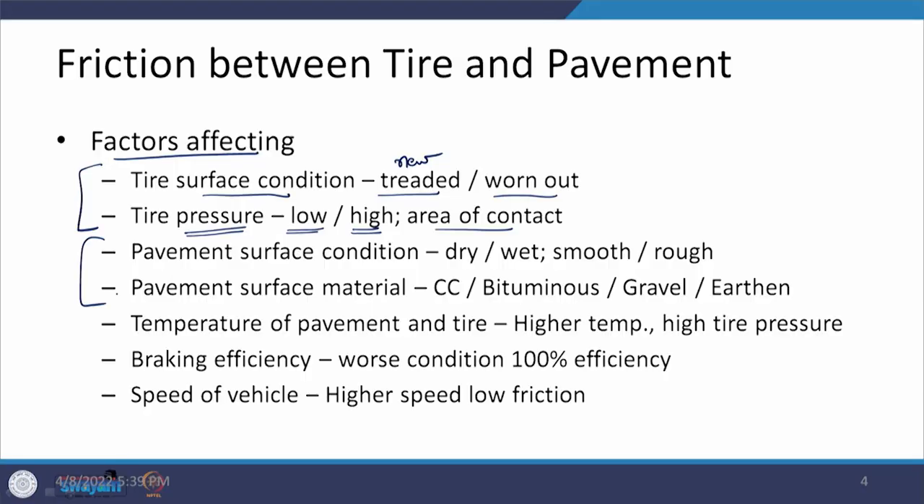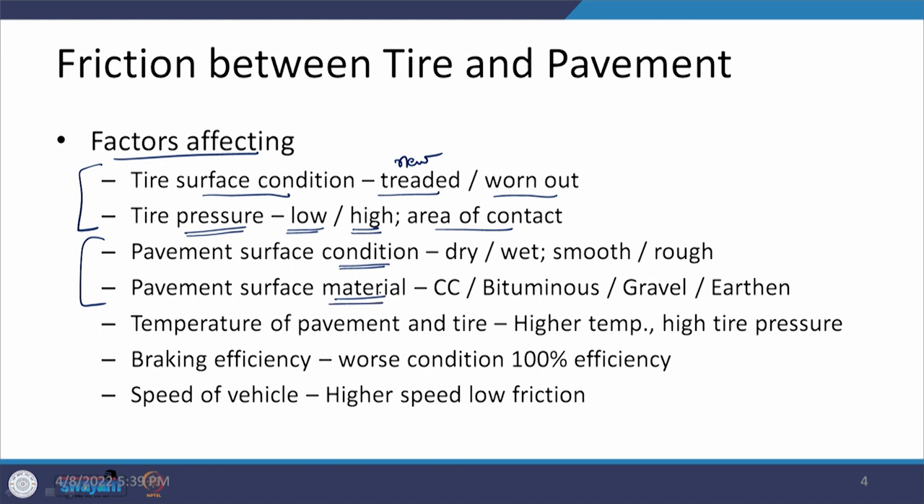The other two factors which have been listed here are related with the surface of the pavement. And the surface of the pavement has been talked about in two forms. One is what type of condition the pavement is in, and another one is what type of material is being used so as to construct that surface.